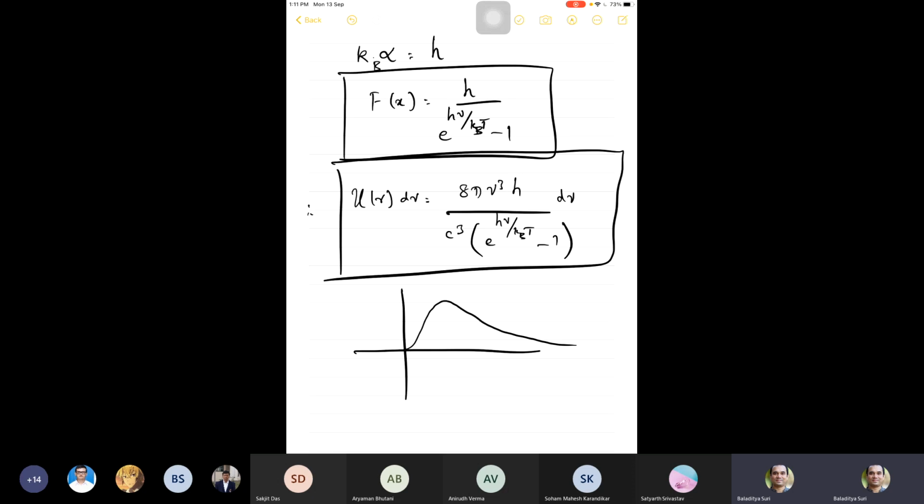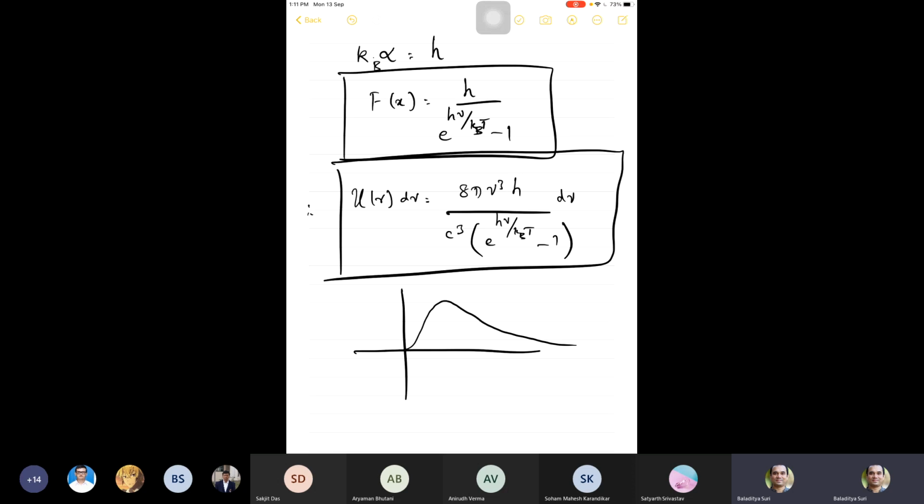But once he fit it, and once it worked extremely well, it was obvious that the classical picture of electromagnetic radiation satisfying the equipartition theorem of energy had to be thrown out. But then how to reconcile this? What is the underlying physical basis?